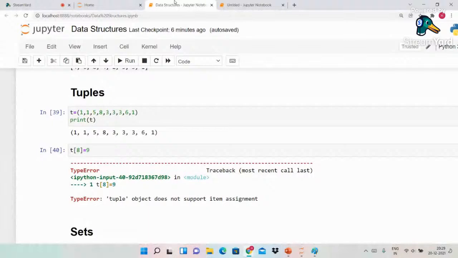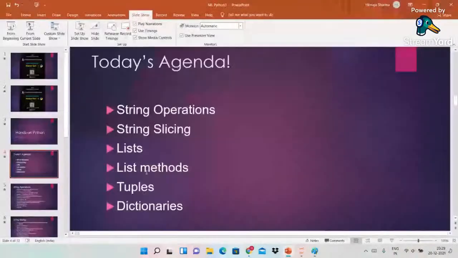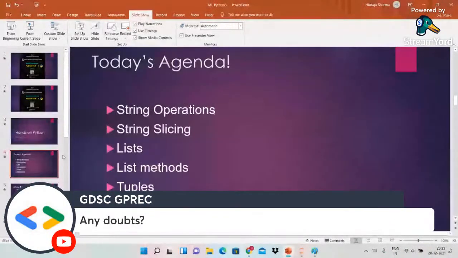I'm sorry we couldn't reach the methods, and slicing took a lot of our time. No issues. In the next class, we will cover the functions and we will finish tuples and dictionaries also. List has got many methods, and the rest of them are quite easy, so you don't have to worry about it.